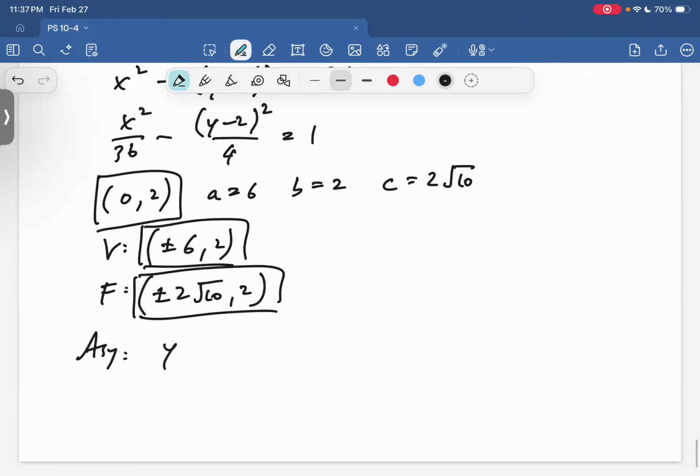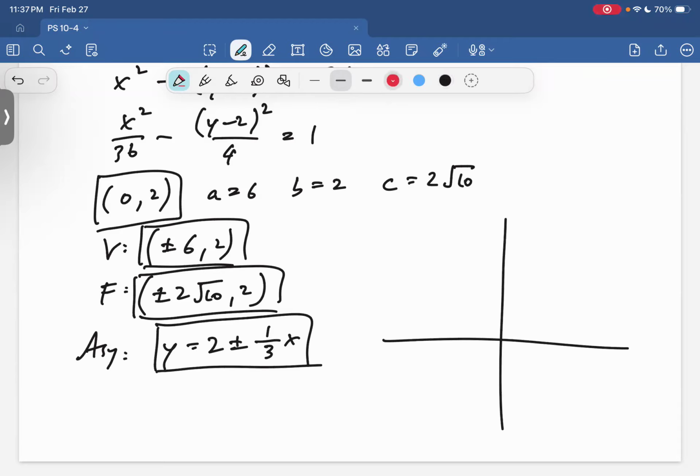Asymptotes at y equals k plus or minus b over a x. Where's my center? It's at 0, 2. My vertices are at 6, 2. My asymptotes are quite shallow, aren't they? All right.